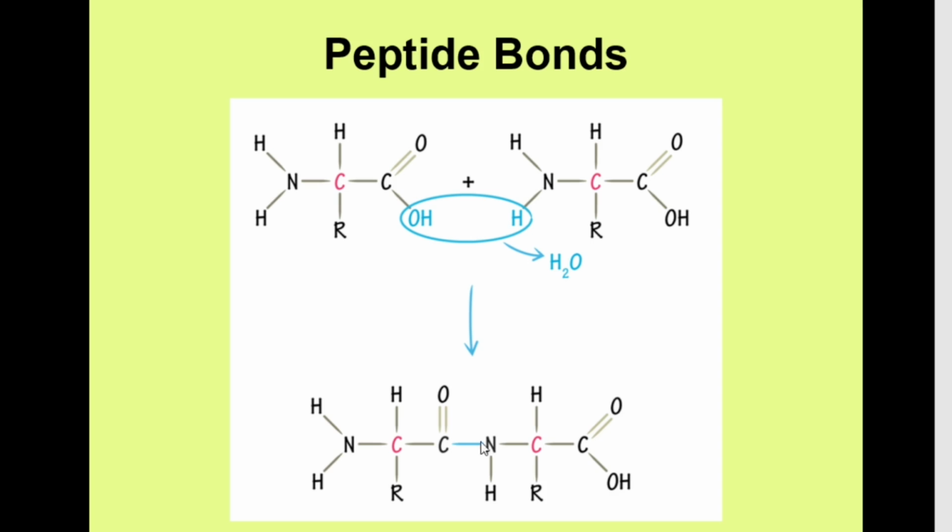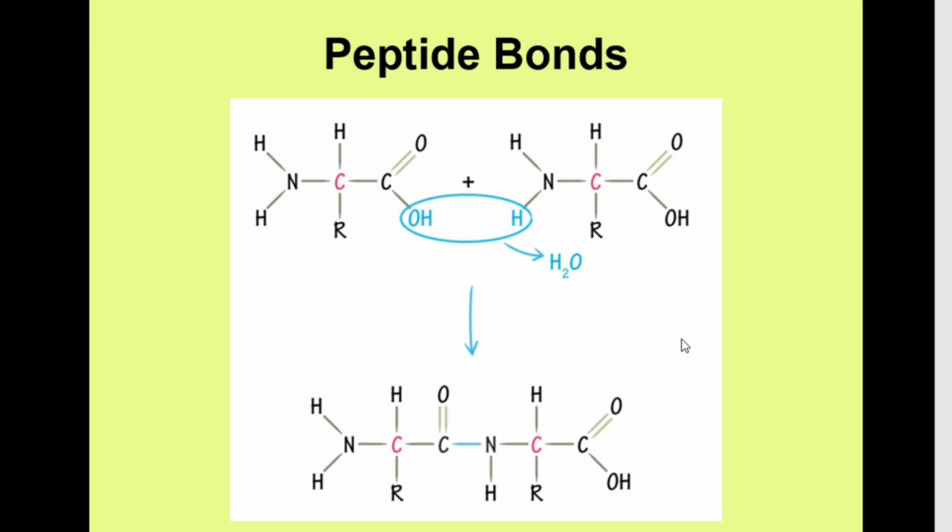And that joins our two amino acids together. This link or bond is called a peptide bond. So a peptide bond is a bond that forms between amino acids, and it's formed through dehydration synthesis.